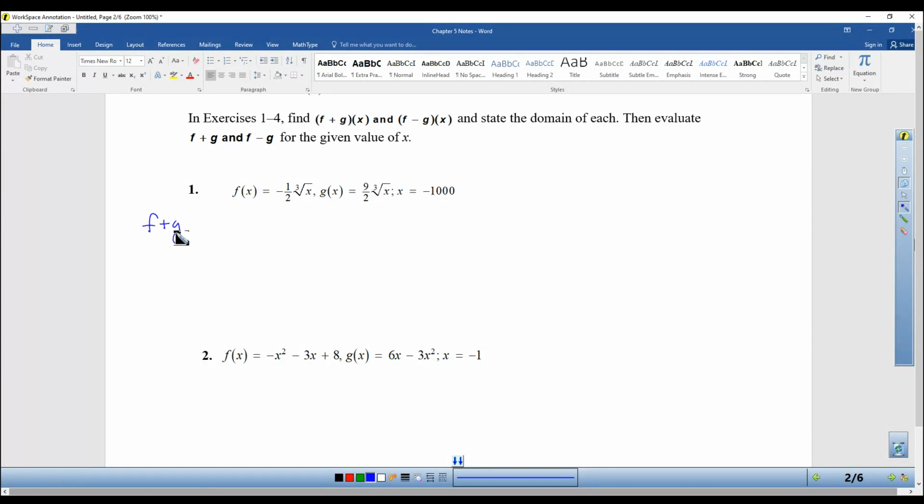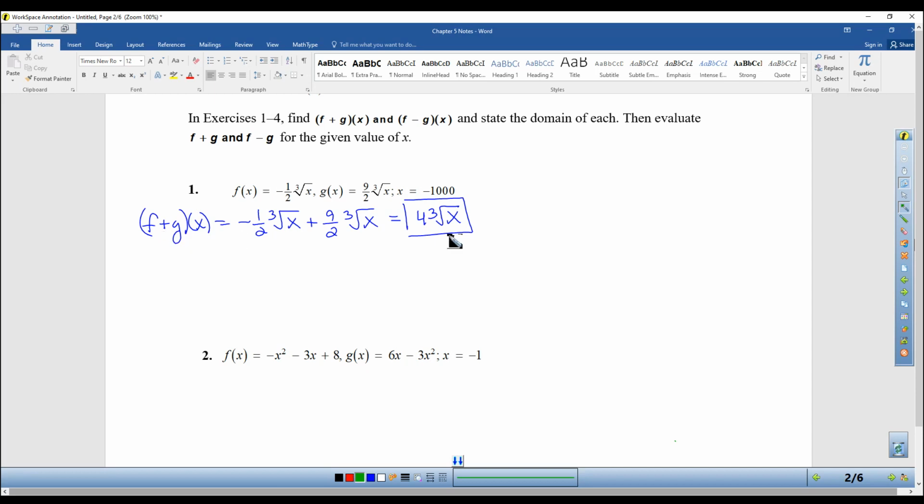So f plus g of x will be negative 1/2 cube root of x plus 9/2 cube root of x. That's going to give me 8/2 cube root of x, which is just 4 cube roots of x. And that's my answer. Then, as a second step, it says evaluate f plus g for the given value. So you always need to have two answers.